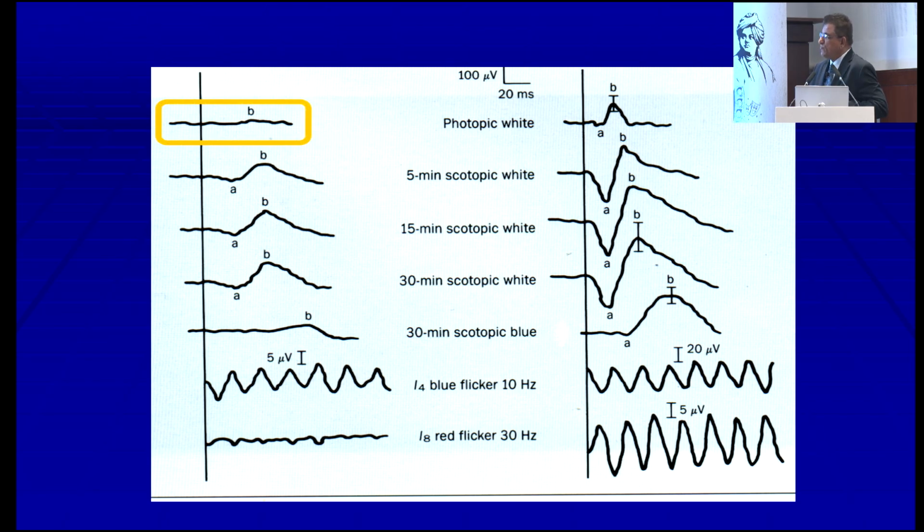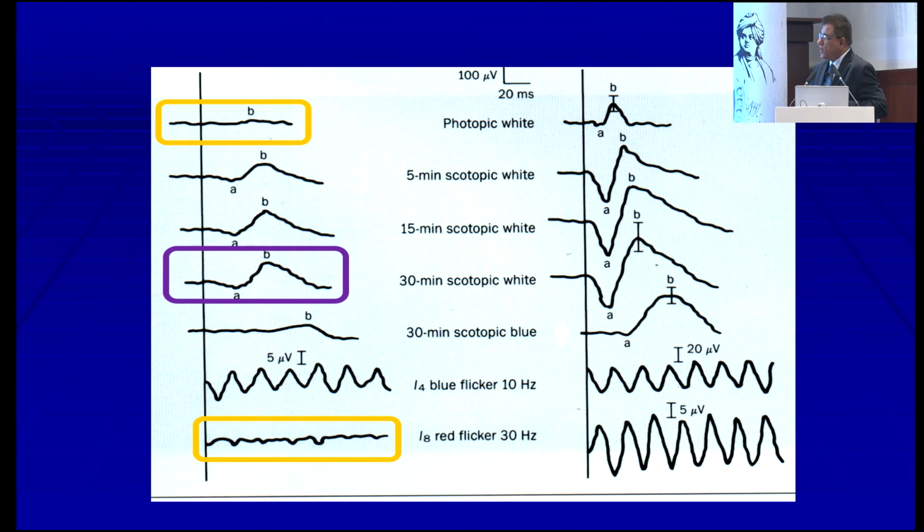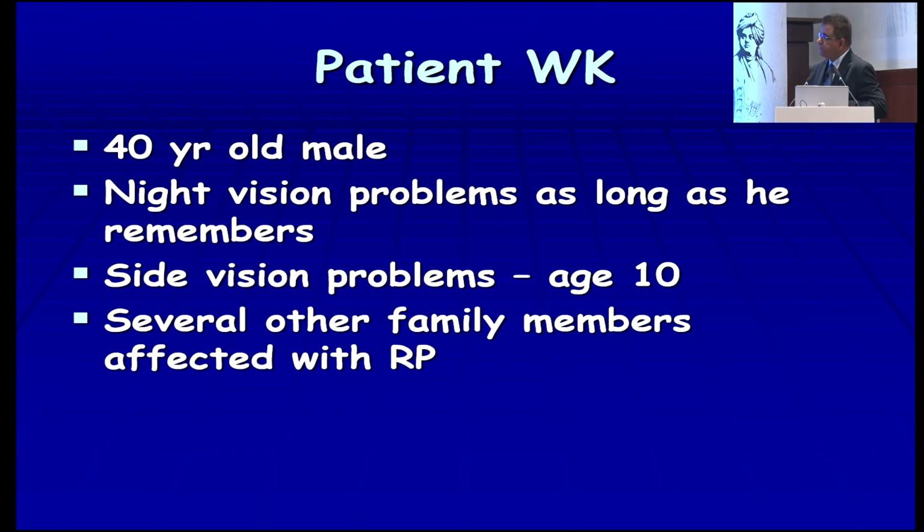So if you look at the photopic white for cones, you see the ERG is down quite a bit. You look at the red flicker, and you see the ERG is down quite a bit. So the cones are definitely affected. And then looking at the rods, they're down. They're not normal, but still better than cones. So this condition is described as cone rod dystrophy. This patient had cone rod dystrophy. If the ERG was totally normal, it would probably be Stargardt disease.